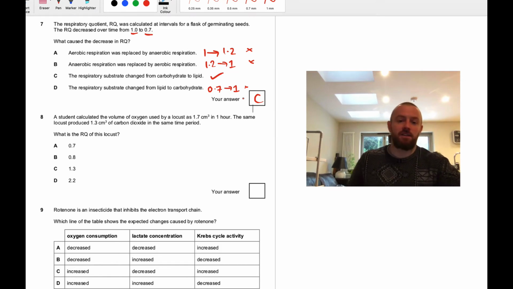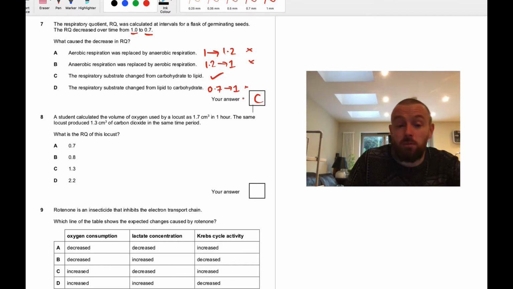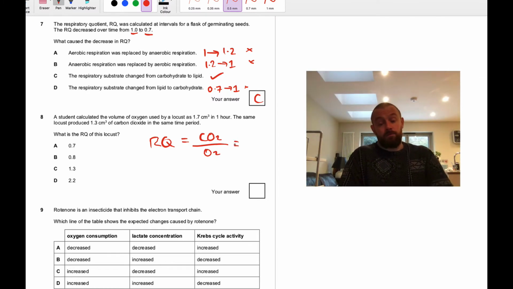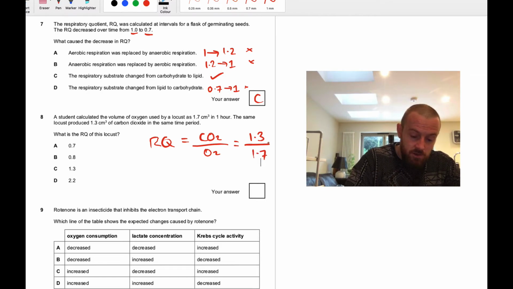A student calculated the volume of oxygen used by a locust as 1.7 cm cubed in an hour, and it produced 1.3 cm cubed of carbon dioxide in an hour. So the RQ value, you just need to know this, is CO2 produced divided by oxygen consumed in the same time period. So I need to get a calculator out. For this one, it's going to be 1.3 divided by 1.7.